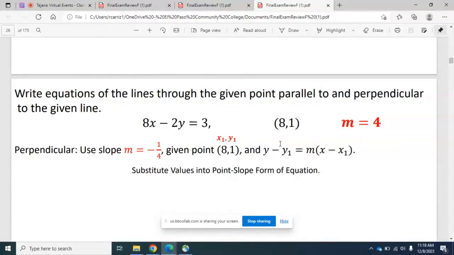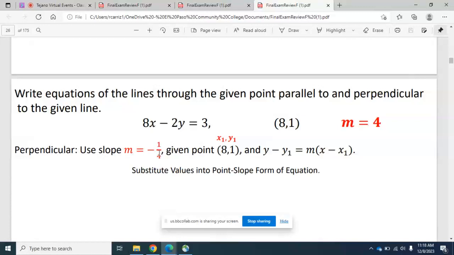So for perpendicular, what we have to do is take the reciprocal of the slope. So if I were to convert the slope into a fraction, this would be 4 over 1. So the reciprocal of 4 over 1 would be 1 over 4. But on top of that, I have to change the sign because parallel and perpendicular are opposites of each other. So if my parallel was a positive slope, my perpendicular has to be the opposite sign, a negative, right? So our perpendicular slope would be a negative 1/4.